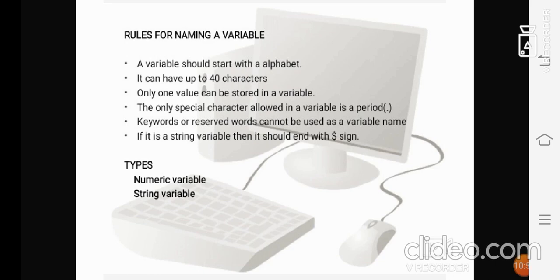A variable should start with an alphabet and it can have up to 40 characters. Only one value can be stored in a variable, and the only special character allowed in a variable name is a period. Keywords or reserved words cannot be used as a variable name. If it is a string variable, then it should end with a $ sign. As I have already told, there are two types of variables: numeric variable and string variable.